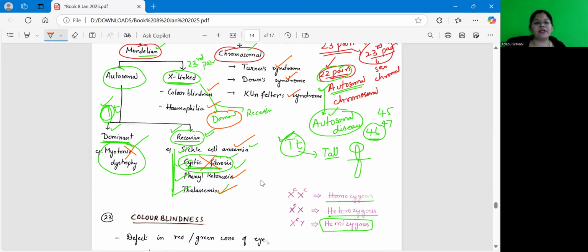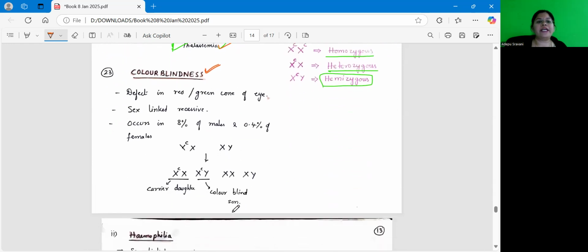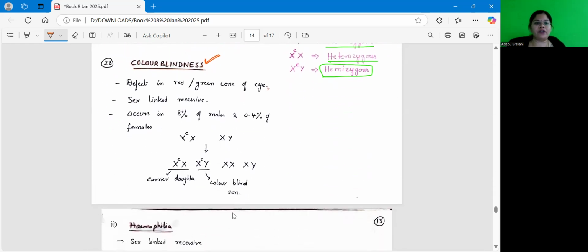Now, coming to the first one, color blindness. Now, what is this color blindness here? X-linked recessive disorder. So first we are going to discuss the X-linked recessive disorders, color blindness. Now here, first point, sex-linked or X-linked recessive disorder. What happens in color blindness is the person is not able to differentiate between the red and green color. Why is the person not able to differentiate? Because there is a defect in the cones, the red and green cones of the eye.